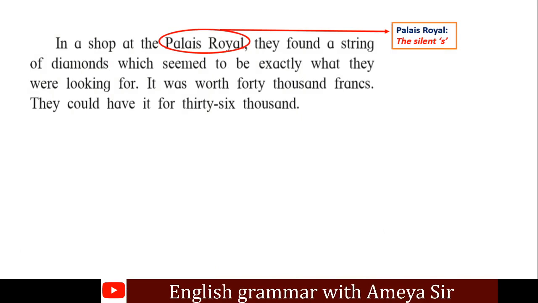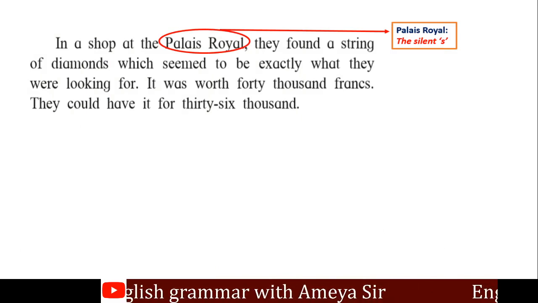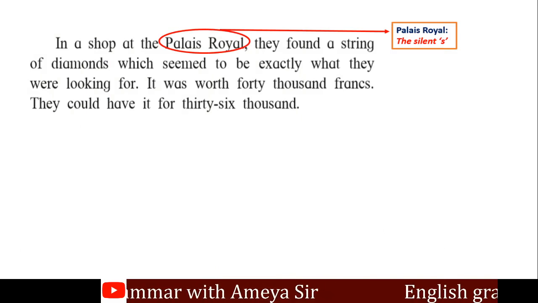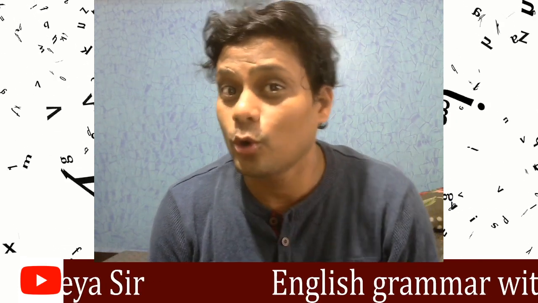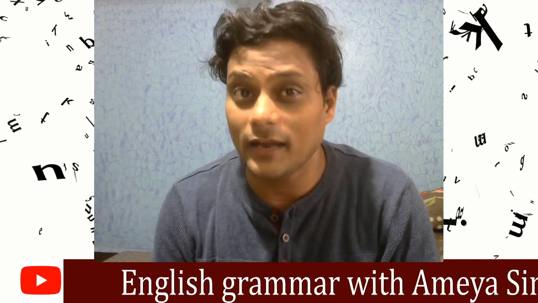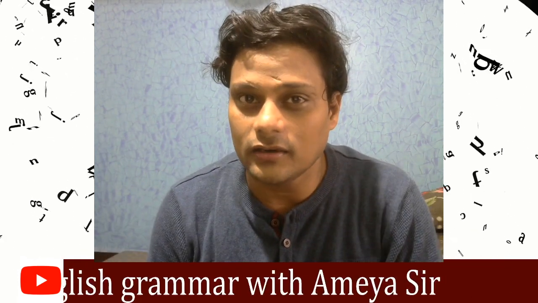I told you that the word encircled in red is Palais Royal, and so I was looking for the silent S entries. I recorded the lecture only 2 days ago and uploaded it, but I have not yet received entries for the silent S and also no entries for silent M. So you guys don't have to be silent. Give me examples of silent M and silent S. So far I have not received any entries. But anyway, you still have time.